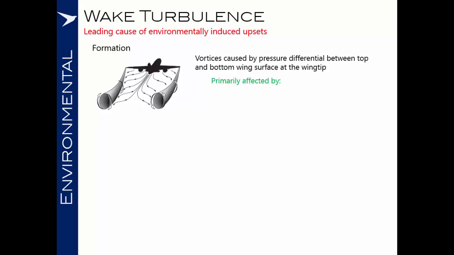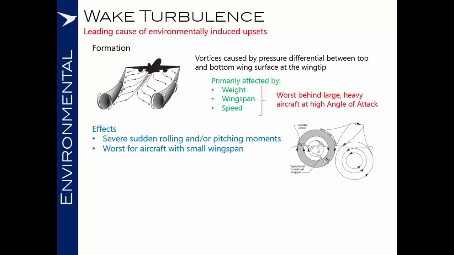Now these vortices and their magnitude are primarily affected by the weight of the aircraft, the wingspan, the speed, and are at their worst between large, heavy aircraft at high angles of attack. Typically, we come across this as large aircraft are taking off or landing. The effects on us are severe sudden rolling and or pitching movements, and are at their worst for aircraft with small wingspan, where the wingspan of the aircraft affected fits within a single vortex from the preceding aircraft. Notable if you're a business jet operator.